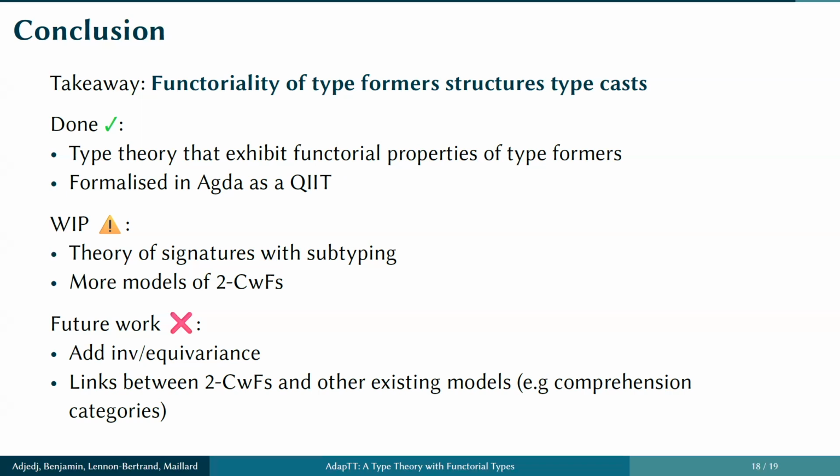And as future work, we've only talked about covariance and contravariance, but we may want to also talk about invariance and equivariance. And it would also be interesting to look into potential links between our work and some other things made. For example, the non-split, non-full comprehension categories that were presented earlier by Niyusha. And that's it.